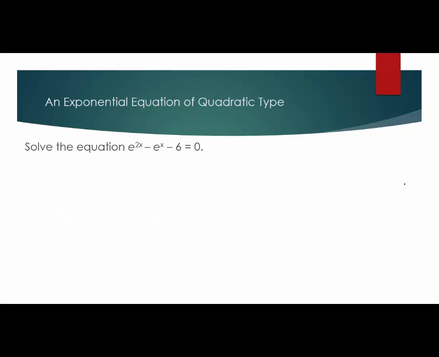I've got one more exponential equation before we move on. This is called an exponential equation of quadratic type. You'll see it looks a little bit like a quadratic equation. I've got my something squared minus something minus a constant equal to 0. It reminds us a lot of ax squared plus bx plus c equals 0. So that's why we're calling this quadratic type.